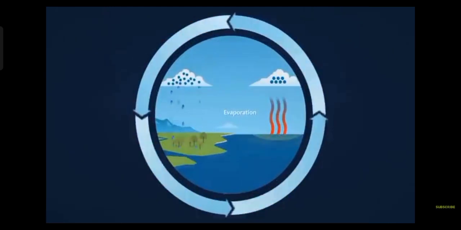Raindrops fall on the ground surface where the sun can shine on them. And the whole process happens again. This is called the water cycle.